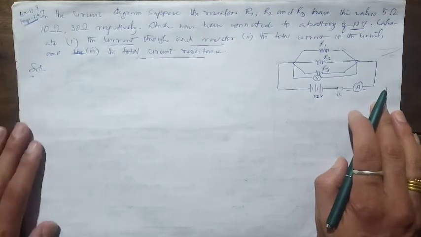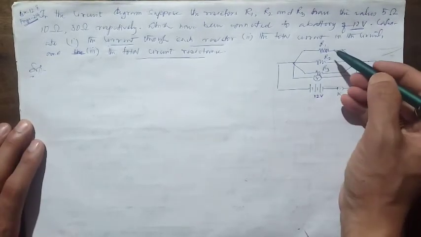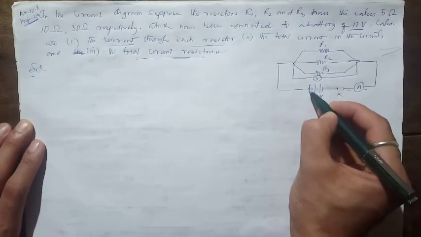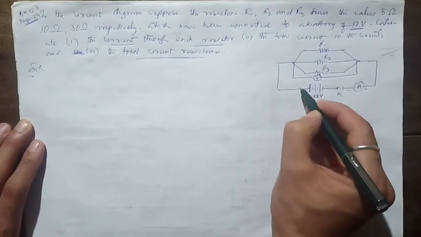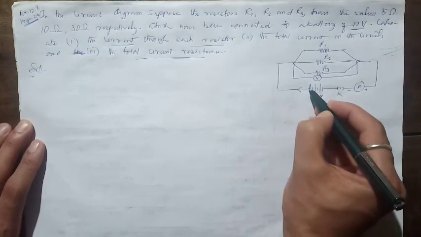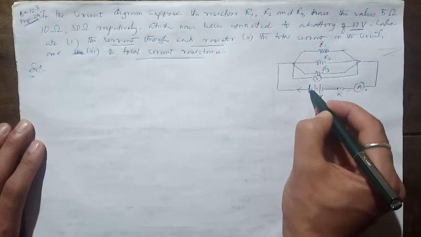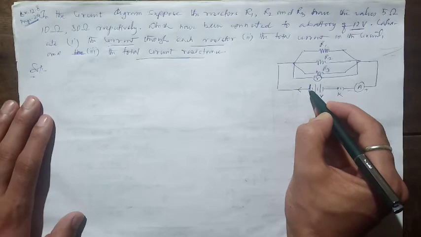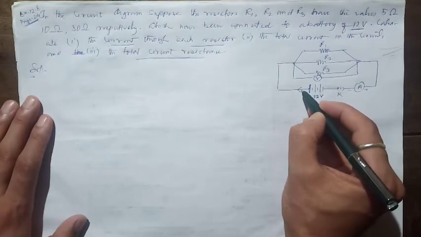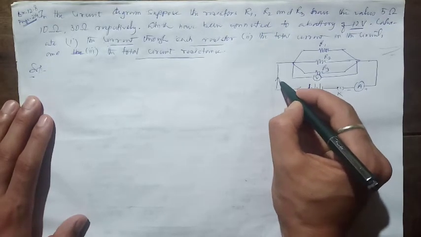Let's start, students. First of all, the battery: the moment we plug the key, the battery will release the current. And you know, this is the positive terminal of the battery, so we will show the conventional current. Conventional current always starts from the battery's plus terminal. So the current flows like this.